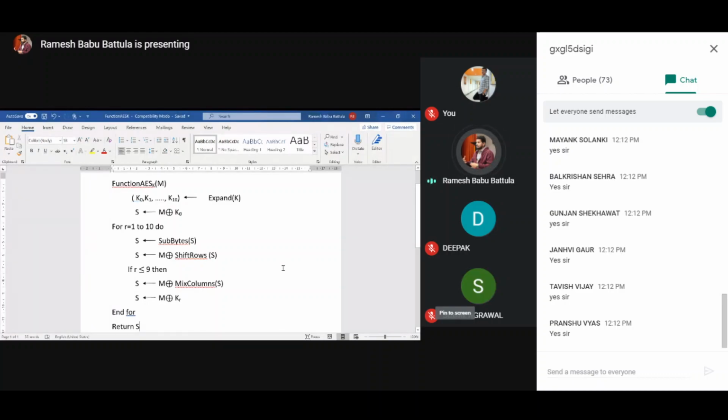So we are talking about the AES function. This is the AES function. This is the encryption function. First, by writing a function, we require a key and a message.